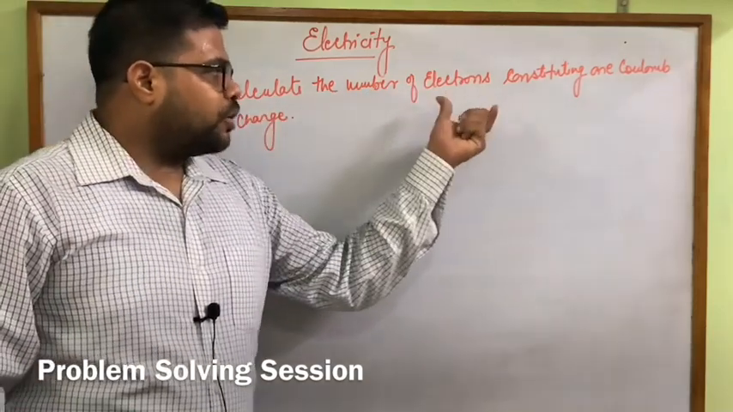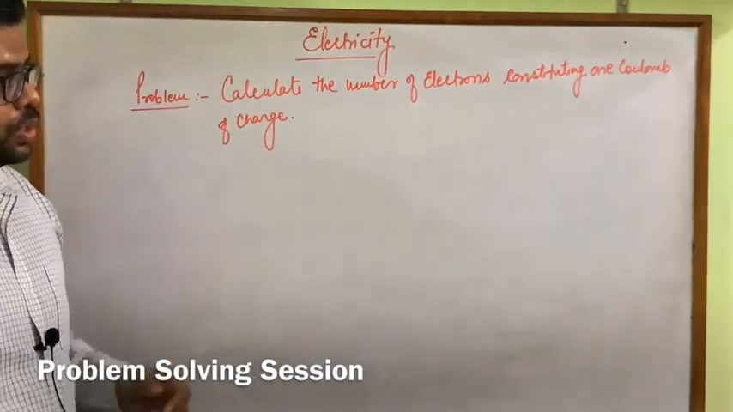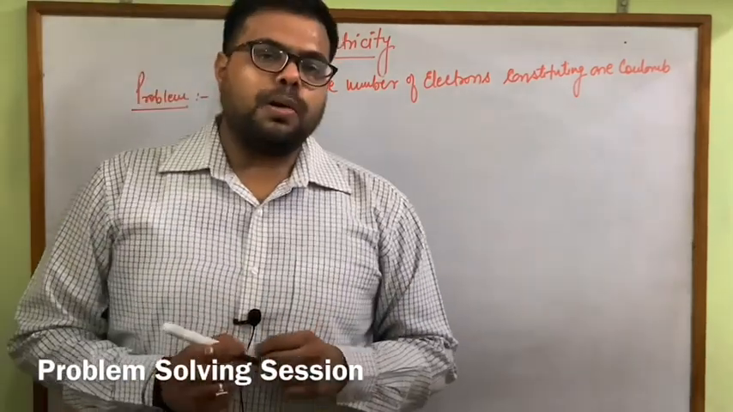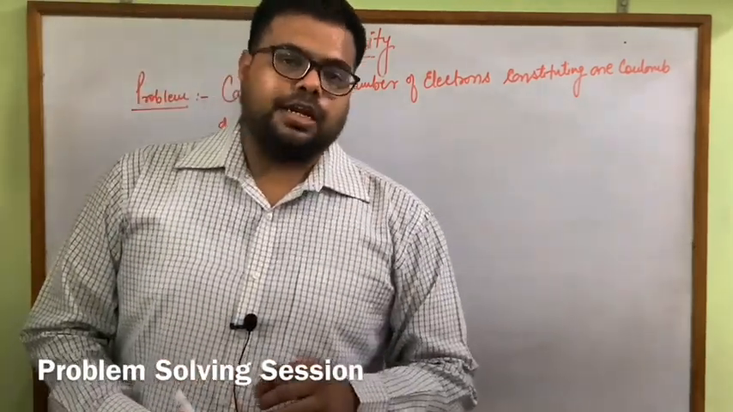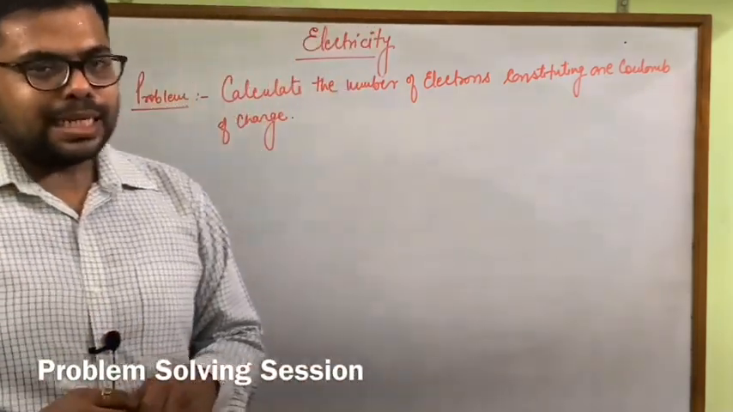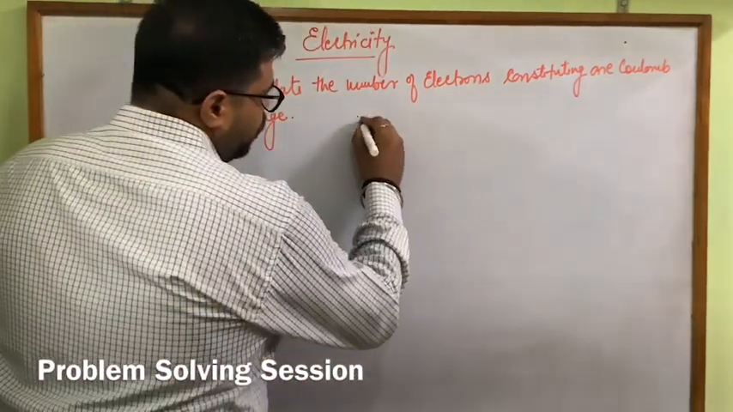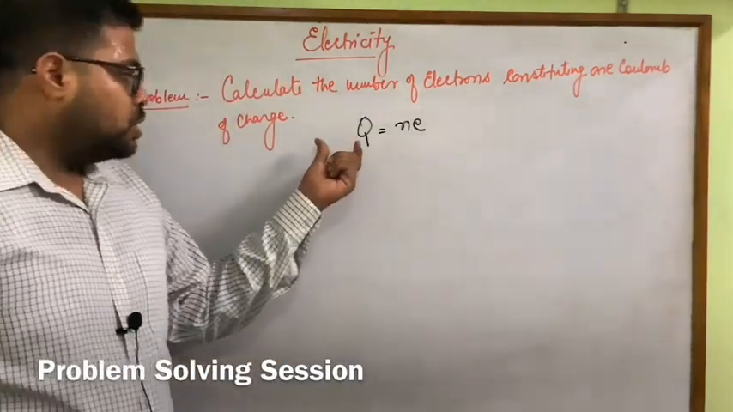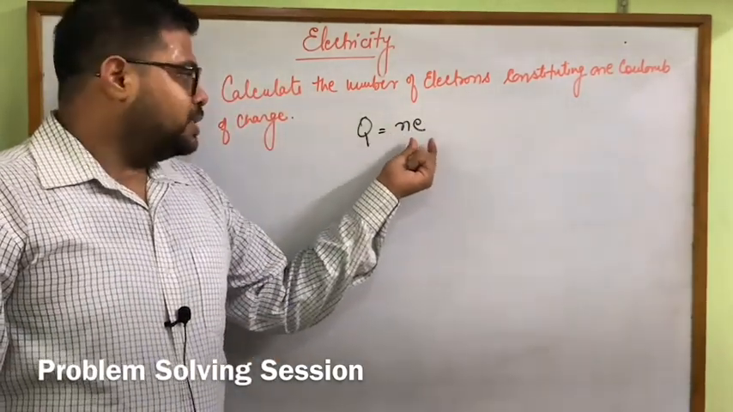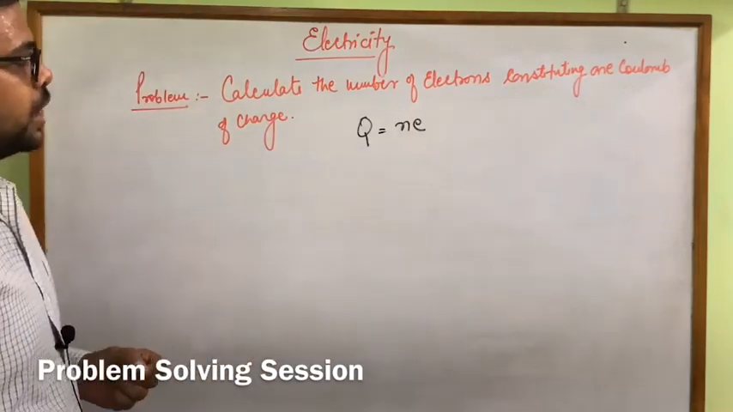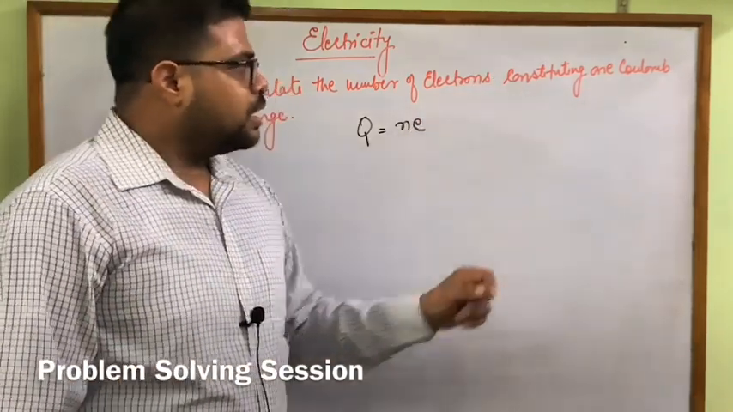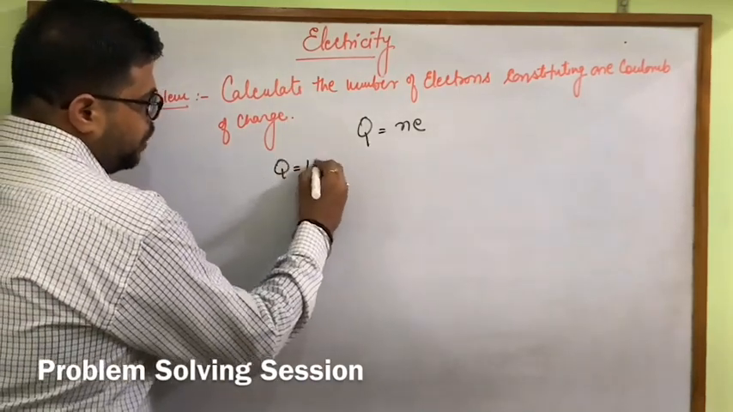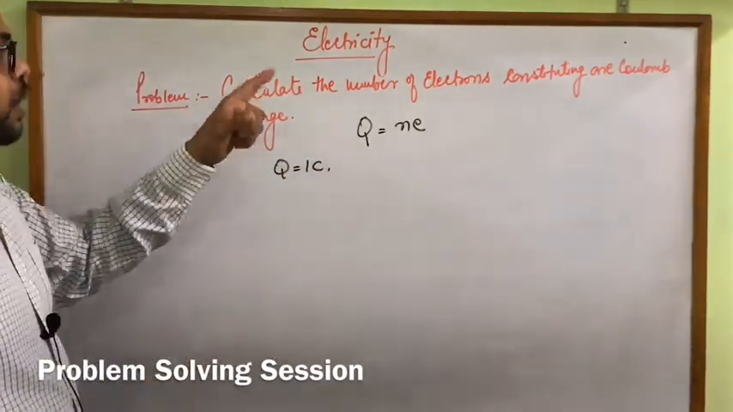Calculate the number of electrons constituting 1 coulomb of charge. In this type of numerical, we should know about the amount of charge, and the amount of charge we can easily calculate by the formula Q equals n e, where Q is the charge, n is the number of electrons and e is the charge on an electron. In this question it is already given that the amount of charge Q is 1 coulomb, and we have to calculate the number of electrons.